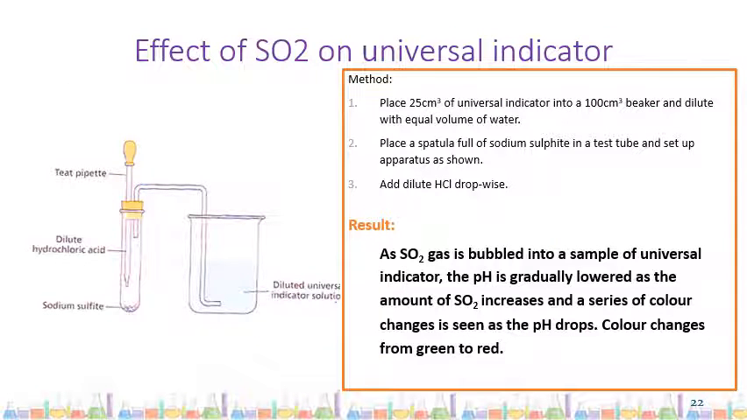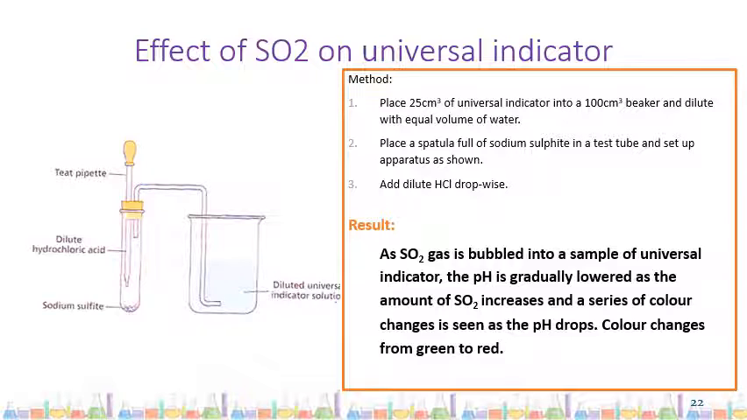The effect of sulfur dioxide on universal indicator. This is the exact same as in the section on carbon dioxide. You don't need to know the method, it's not a mandatory experiment, but you do need to know the result. So here what we've got is hydrochloric acid reacting with sodium sulfite, and that's producing sulfur dioxide. The sulfur dioxide gas is bubbled into the universal indicator. Because it's acidic, that causes the pH to lower, and so we get a color change from green, which would have been neutral for the universal indicator, to red.